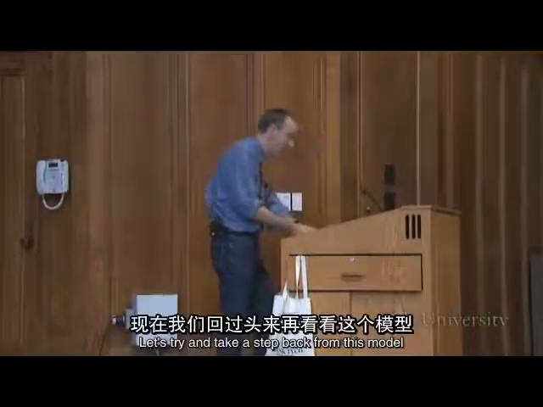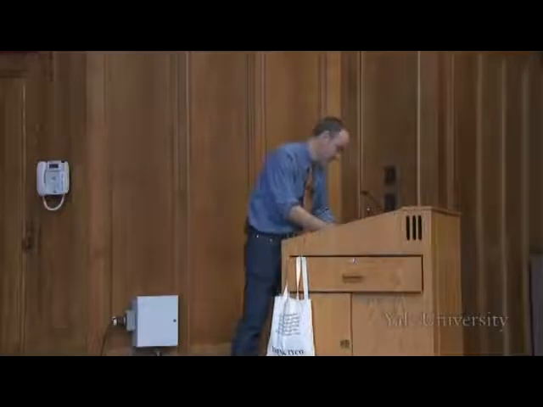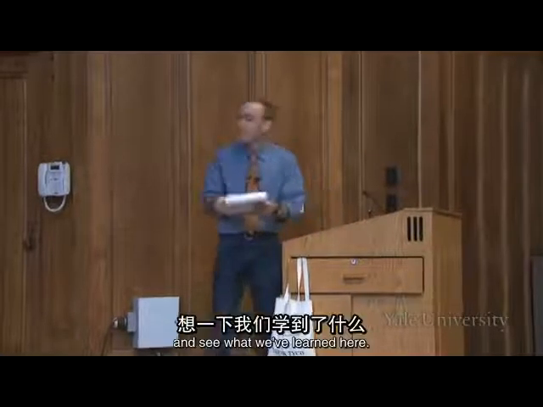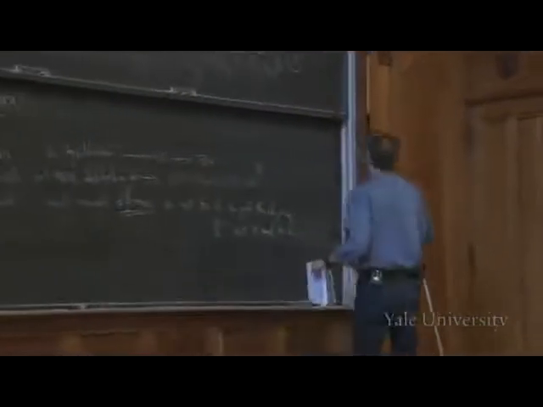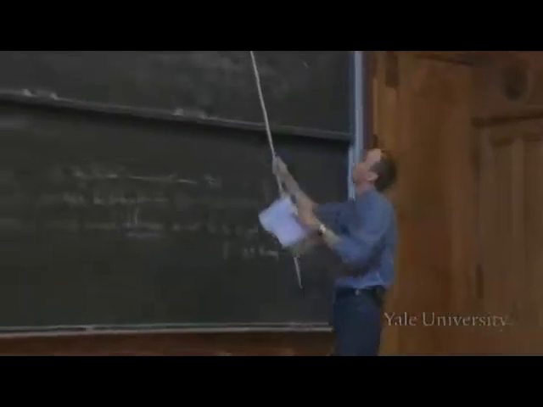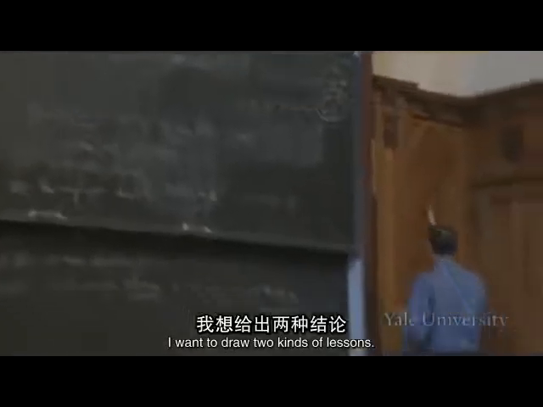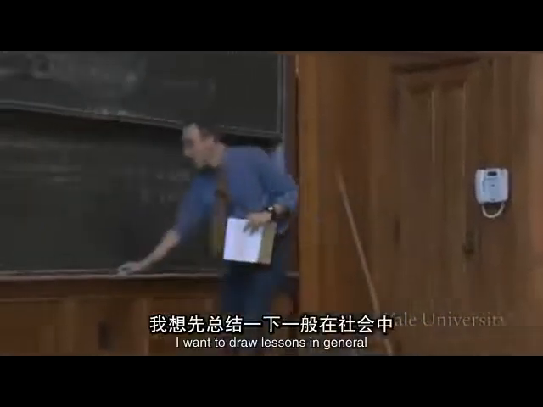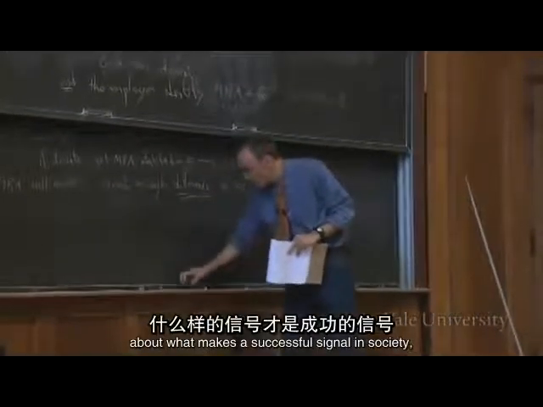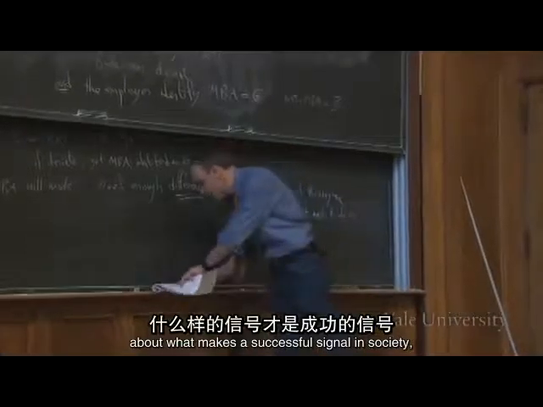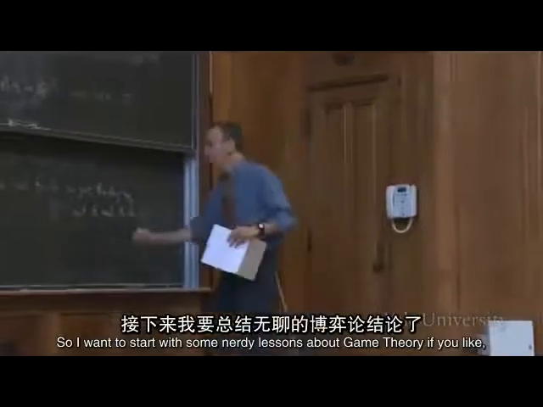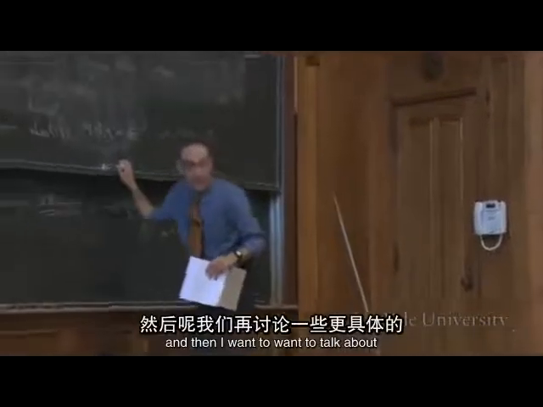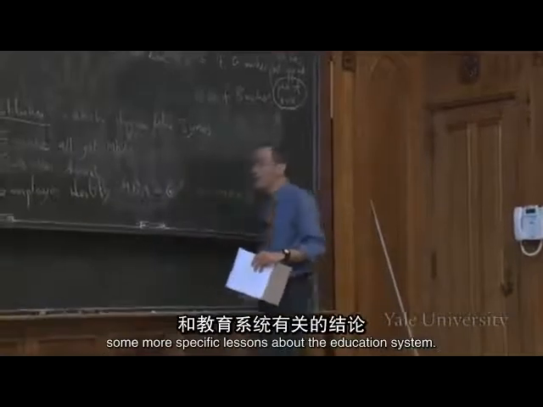All right. Let's try and take a step back from this model and see what we've learned here. Let's just try and draw some lessons off this. And I want to draw two kinds of lessons. I want to draw lessons in general about what makes a successful signal in society. And then I want to draw lessons about education. So I want to start with some nerdy lessons about game theory, if you like, and then I want to talk about some more specific lessons about the education system.